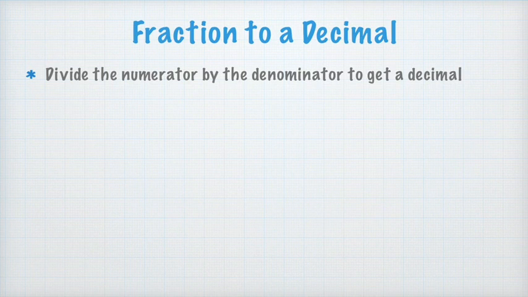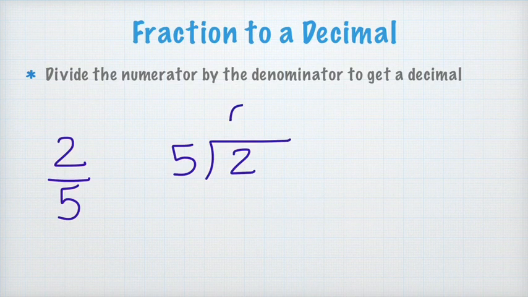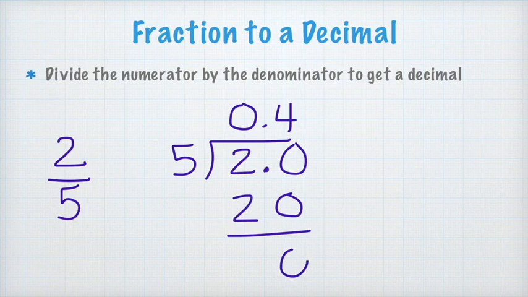To convert a fraction to a decimal, divide the numerator by the denominator to get a decimal. So for 2/5, we would do 2 divided by 5. 5 cannot go into 2, so we can put a 0 and a decimal. But 5 can go into 20 4 times. So we can say that 4/10 or 0.4 is equal to 2/5.